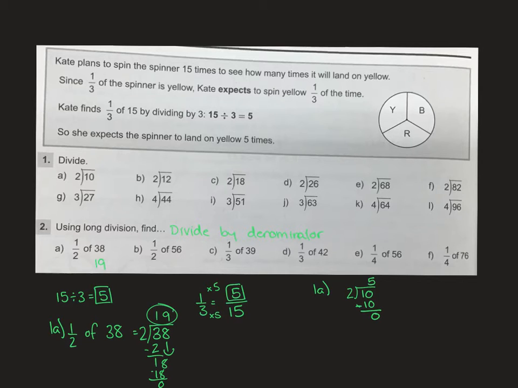So when we're finding 1/3, we would divide by 3. Finding 1/4, we would divide by 4. Questions 3 and 4 build on each other, so we'll go through those together.